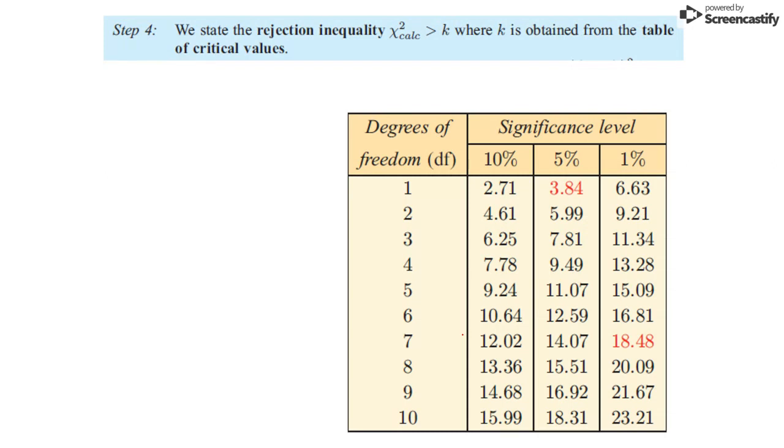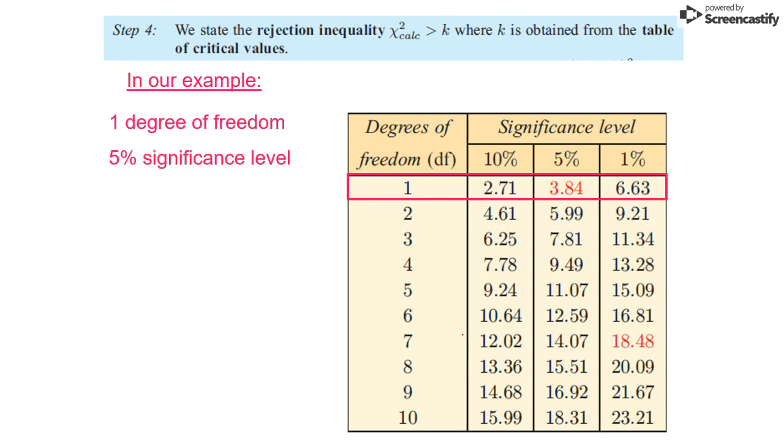Now, here's why we needed the degrees of freedom and the significance level. And that is so we can identify the critical value, right? The critical value comes from a chart, as you can see on your note page or on the screen right now. We have to know the degrees of freedom and the significance level to identify the number that we're going to compare our own calculation to. So for our example, we have 1 degree of freedom and we chose a 5% significance level. So that means my critical value is 3.84.